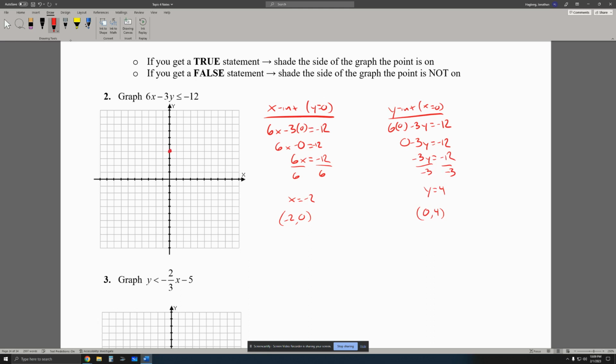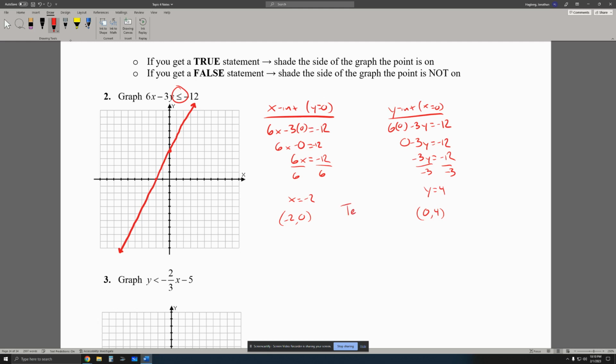So let's go ahead and plot both of those on the plane, -2, 0 and 0, 4. And then we're going to connect our dots with a solid line. We know it's solid because we have less than or equal to. Okay, so go ahead and use your ruler, use your straight edge, your ID, your calculator case, any straight edge that you have. Make sure those lines are straight, and don't forget those arrowheads on both ends of the line.